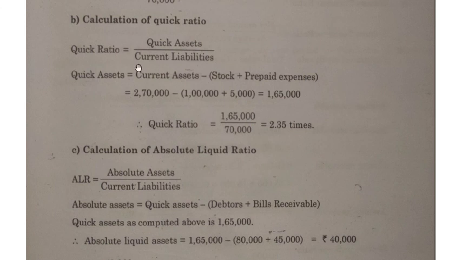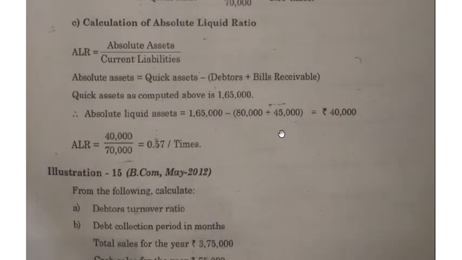So how do we basically calculate quick assets? Current assets minus stock plus prepaid expenses. So 2,70,000 is your current assets minus what is your stock, 1 lakh, and prepaid expenses is 5,000. So total you get up to 1,65,000. So quick ratio is equal to 1,65,000 divided by 70,000, which is equal to 2.35 times.